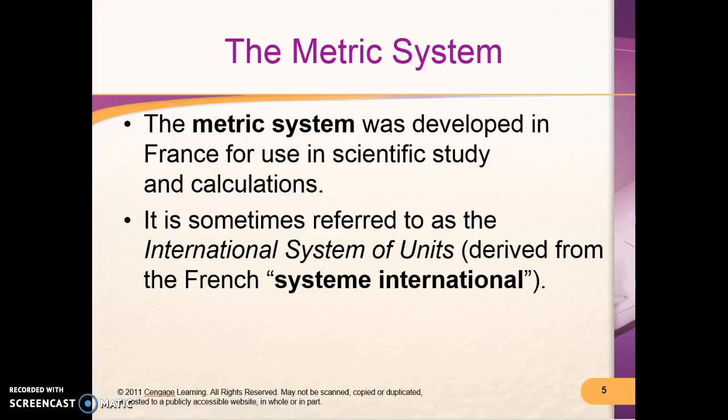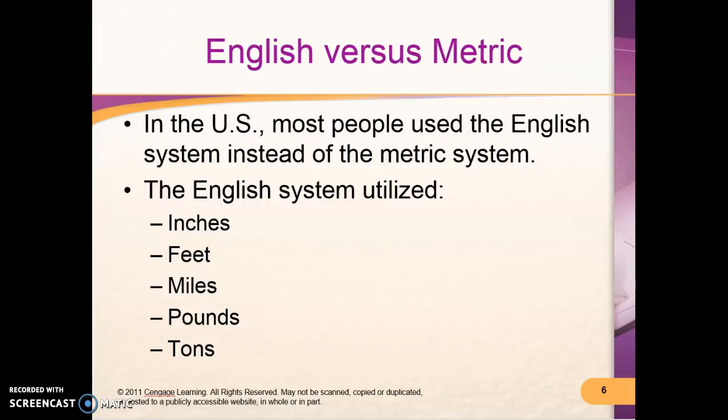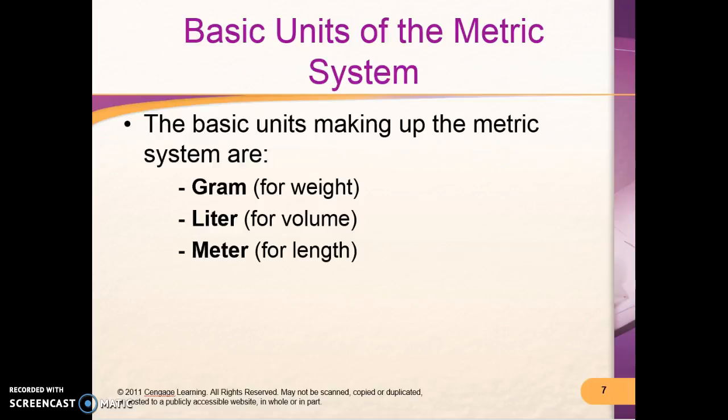It was developed based on scientific studies. It's all based on a unit of tens. So when we talk about the metric system, it's fairly easy to work with because of that being based on the unit of 10. We typically in the United States don't use the metric system. We use instead what we call the English or customary system. The customary system uses things like inches, feet, miles, pounds, and tons when we're talking about weight, whereas the metric system uses the base units of liters and grams and then meters for length. So those are the differences between the systems.